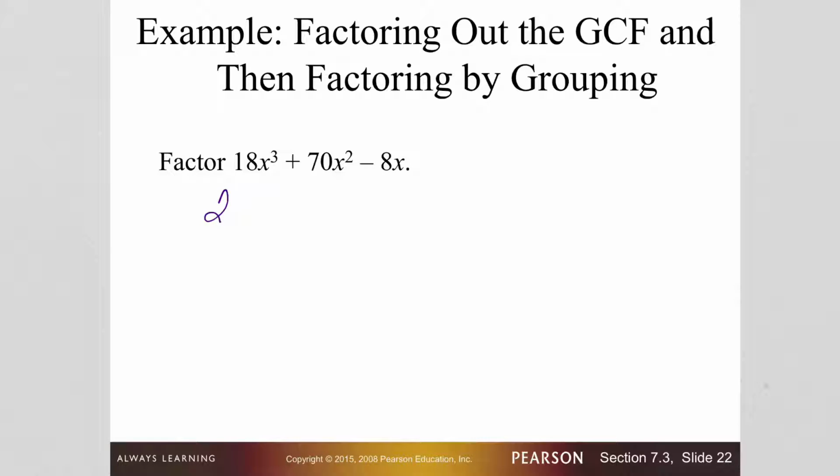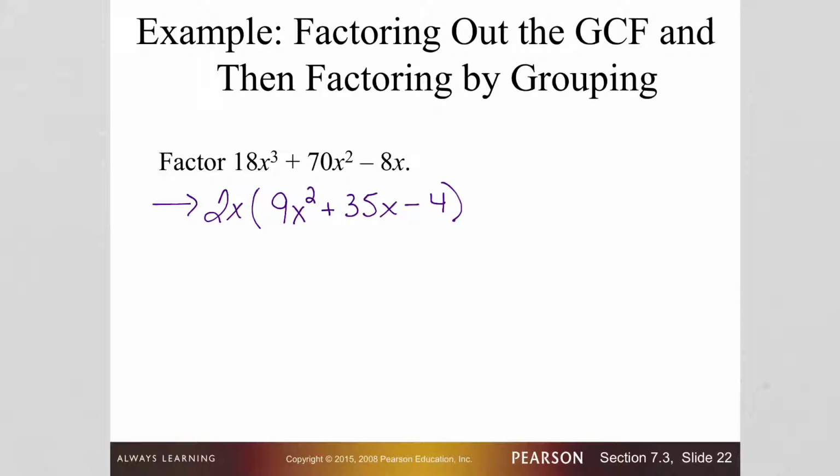And then I can also get at least an x out of all of these. So what times 2x would give me 18x cubed? Well, that is 9x squared. What times 2x would give me 70x squared plus 35x? What times 2x will give me a minus 8x? Minus 4. Alright, so now this 2x right here is just going to follow us along till the end.